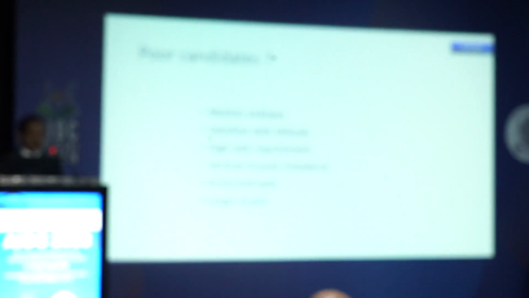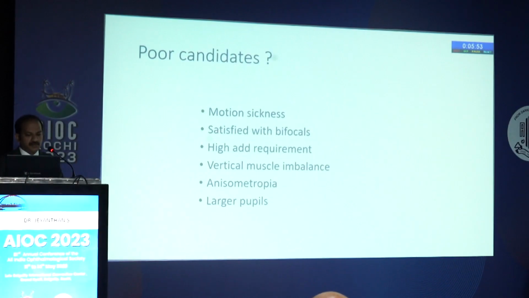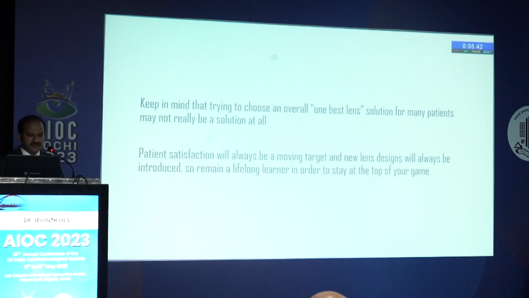Poor candidates are mostly patients who have motion sickness, who are already much satisfied with bifocals, who require high additions, and vertical muscle imbalance, anisometropia, larger pupils are all poor candidates for progressive addition lenses. So keep in mind that trying to choose one overall best lens solution for many patients may not really be a good solution. It has to be a tailor-made solution. Patient satisfaction will always be a moving target, and new lens designs will always be coming into the market. So remain a lifelong learner in order to stay at the top of your game.